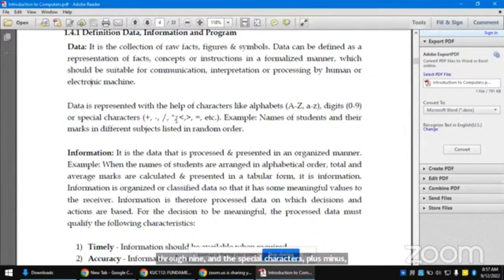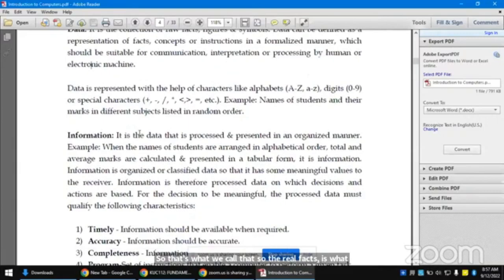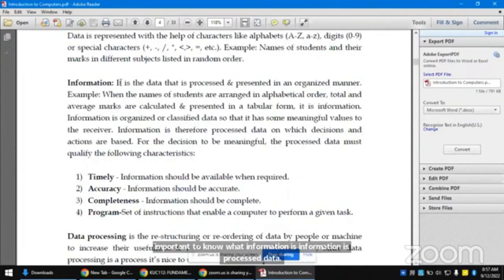So names of students and their marks in different subjects listed in a random order, that's what we call data. The raw facts are what we call data. But what is information? It's very important to know what information is, and information is processed data. You need to know that it's organized, and it's presented in a very organized manner.